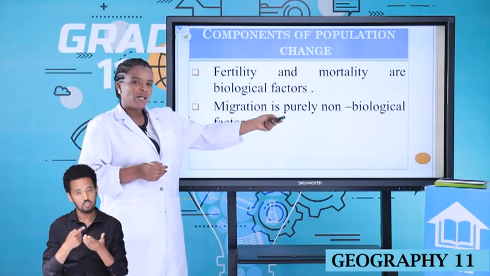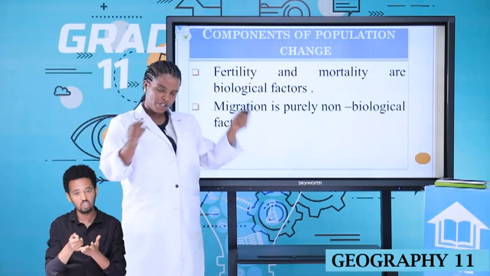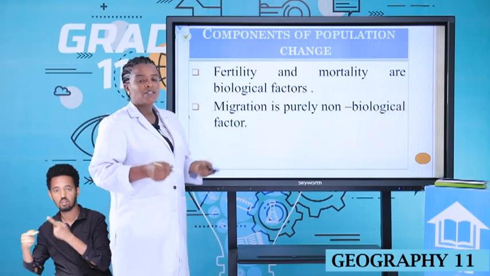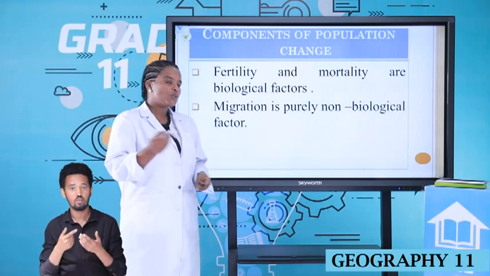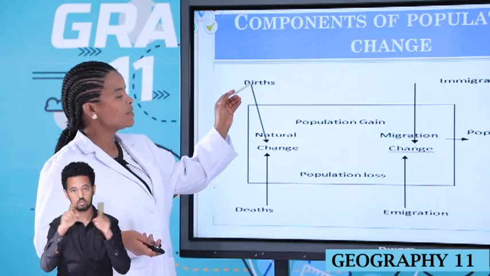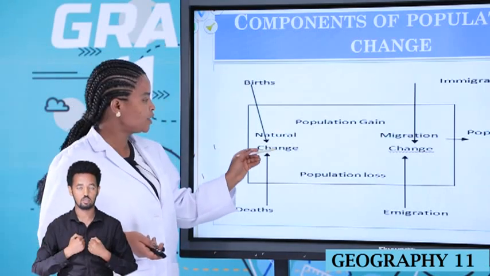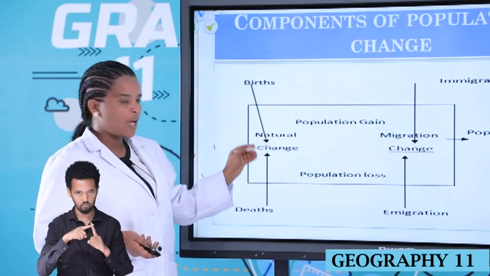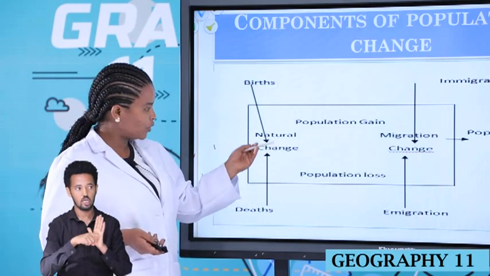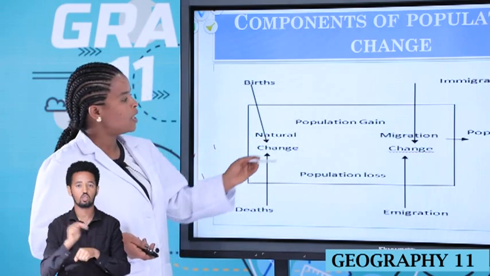Migration is a non-biological factor. Migration is the movement of people from one place to another. Because of different factors, people move from one place to another. Let us see these charts. Birth has a positive effect on natural change, and death has a negative effect on natural change.